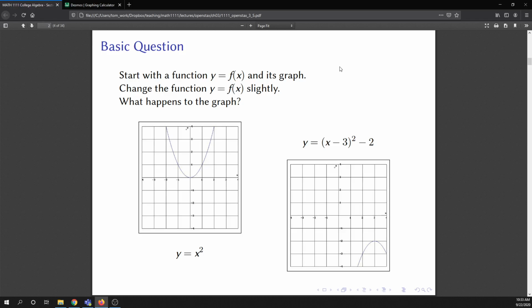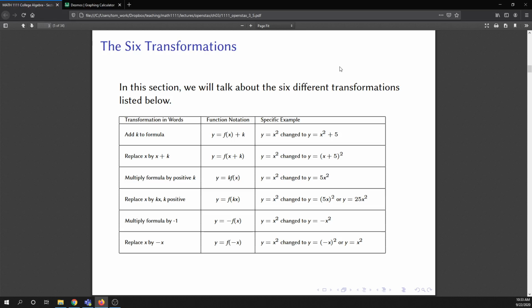Okay. All right. So when I say change the graph, okay, there's lots and lots of different ways that you could change the graph. But we are going to limit ourselves to these 6 ways of changing the graph. And I'm going to call those the 6 transformations. All right. So the 6 transformations, right, in words are, we can add k to the formula. So if we start off with y equals f of x, the symbol for that would be y equals f of x plus k. So whatever the original formula is, we add a number onto the end of it.